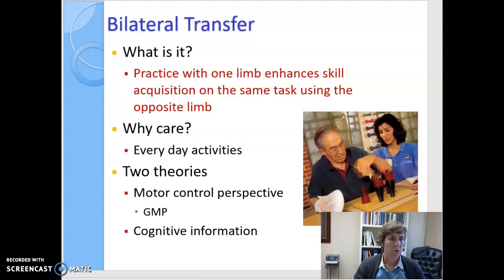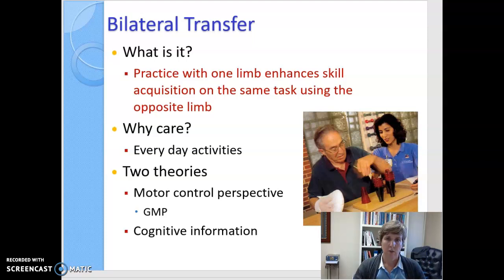Okay, your textbook also talks about bilateral transfer. So bilateral transfer is when, in essence, one limb improves movement because the other limb is practicing. So say, for instance, I break my left arm. I want to still use my right arm to do a skill because there's going to be transfer that happens in the central nervous system that allows that left arm to receive some benefits of training.